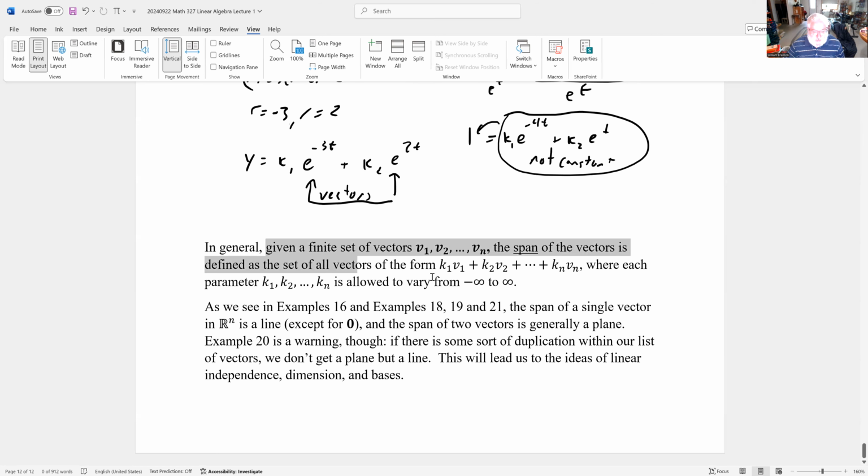So the span of n vectors is just go down one direction plus another direction plus another direction, and we allow it to vary from minus infinity to infinity. The span of a single vector in Rn is a line, unless your vector is 0, because then you just get a point. If you get two vectors, it's generally a plane, unless they point in the same direction, and then that's just a line. So this is going to lead us to the ideas of linear independence, dimension, and basis, but that's a talk for next week.